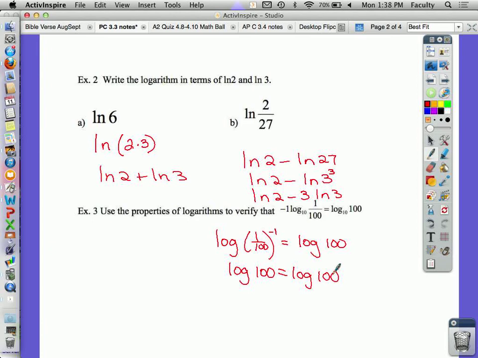How is that 2 equals 2? Because log of 100 base 10 asks, 10 to what power is 100? It's 2.